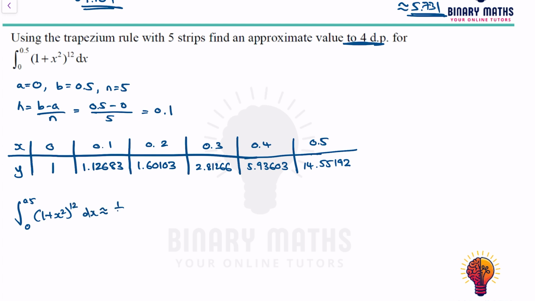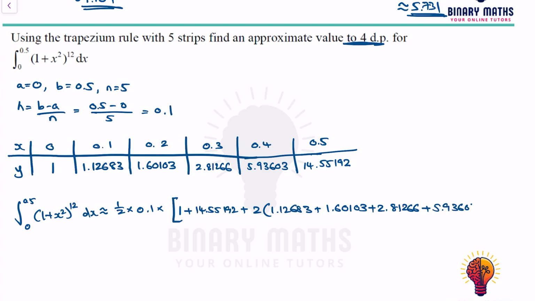So when I'm integrating between 0 and 0.5, 1 plus x squared to the power of 12 dx is approximately equal to half times h, which is 0.1, times first y value plus last y value plus 2 lots of everything in the middle, which is 1.12683 plus 1.60103 plus 2.81266 plus 5.93603.